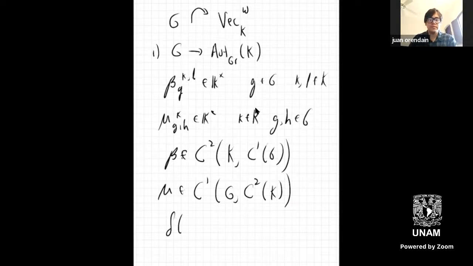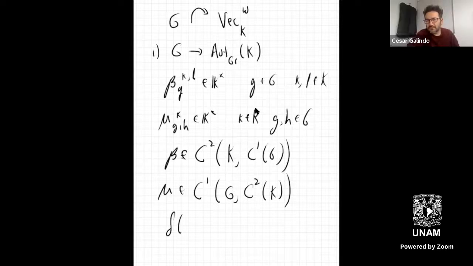Well, just one very basic question. You mentioned that equivariantization preserves fusion. Does it preserve the condition of being spherical? So is the equivariantization of a spherical fusion category again spherical?